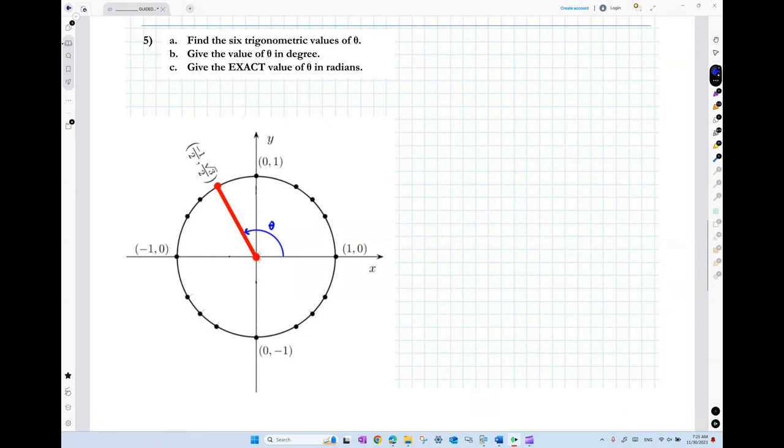Question number 5. You have a unit circle where an angle, theta, is indicated. First question, find the 6 trigonometric values of theta. So I will have sine of theta, cosine of theta, tangent of theta.